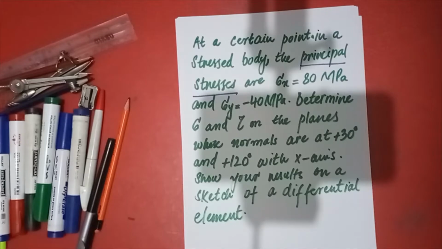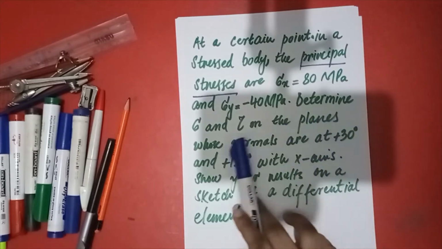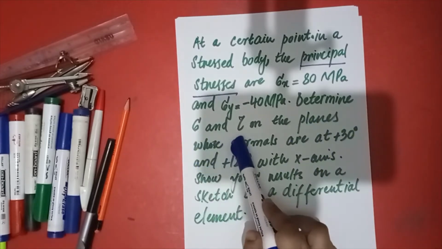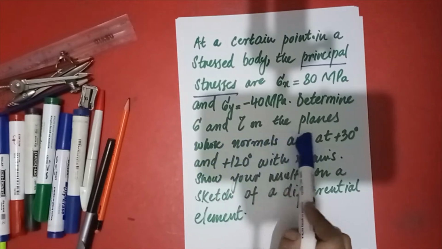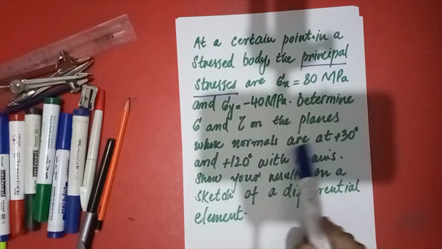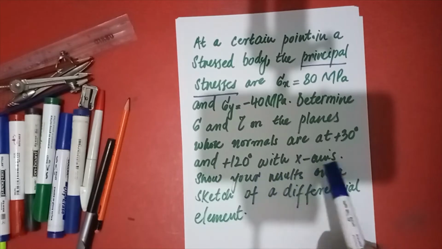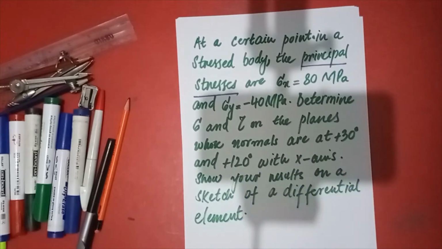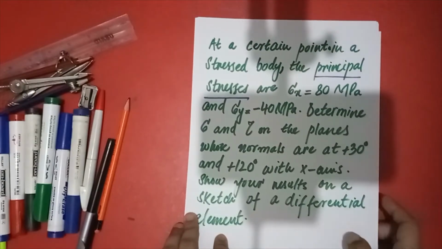So what do we do and how can we do it? Determine normal stress and shear stress, that is sigma and tau, on the planes whose normals are at plus 30 degree and plus 120 degree with the x-axis. Show your results on a sketch of a differential element. So how can we solve it? So let's have a start. We just know the value of sigma x and sigma y. We don't have tau xy and tau yx. So let's have a look, and I am moving towards the solution.